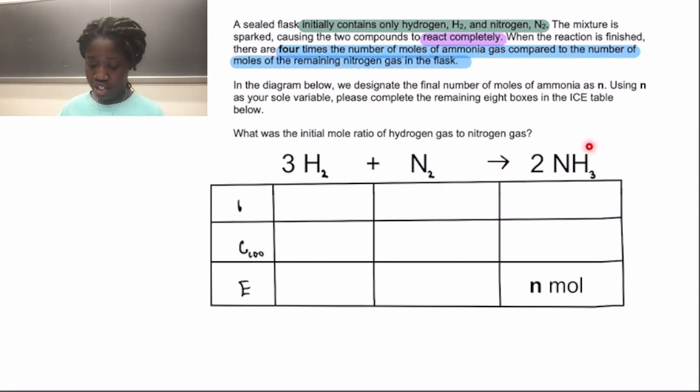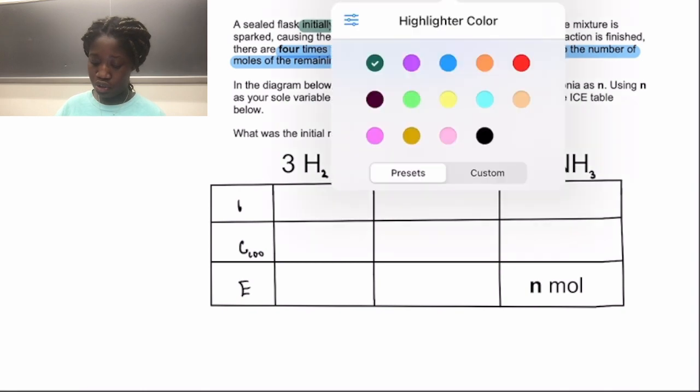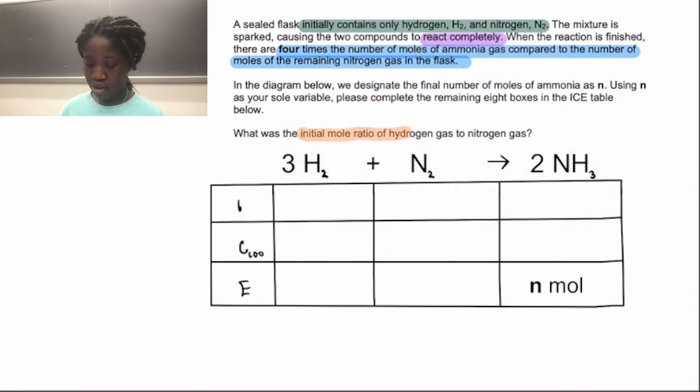We have our ice diagram below, and they designated the final number of moles of ammonia to be N, so it's written here. So the first thing we want to do, according to this problem, is fill out the 8 remaining tables, and finally, overall, determine the initial mole ratio of hydrogen gas to nitrogen gas. So let's do this sequentially, starting with the pieces of information that we know and then seeing what we can fill in after.